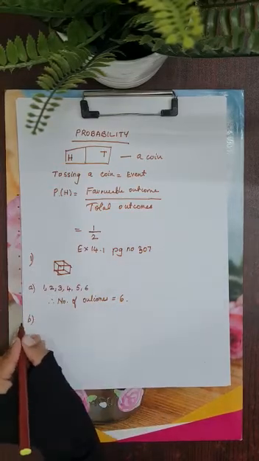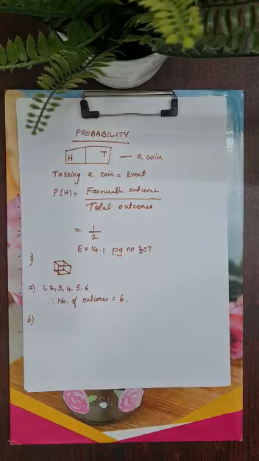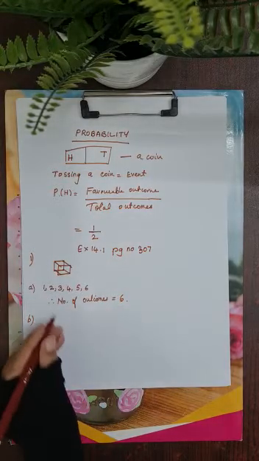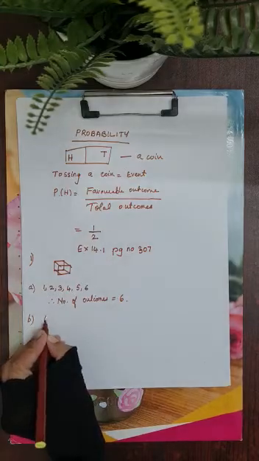Now what is the second bit? Are they equally likely? Why? Now, are they equally likely?